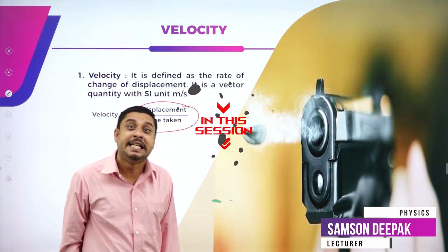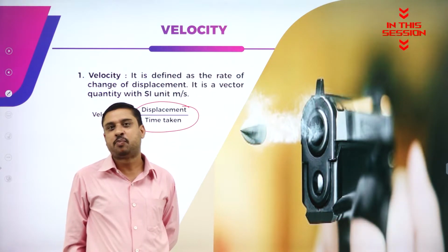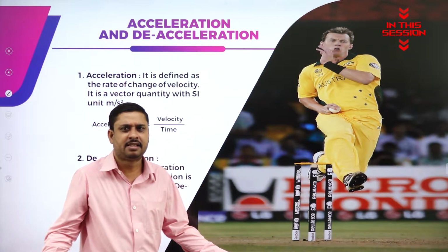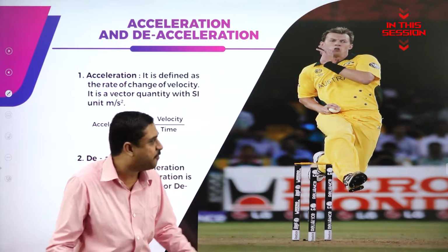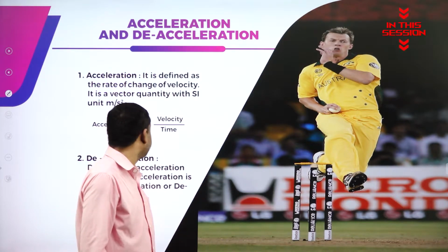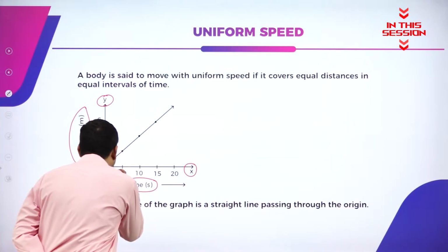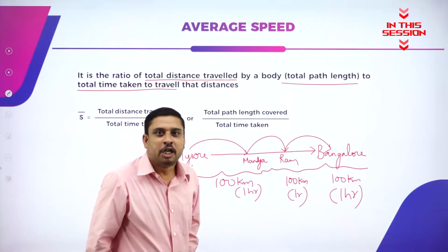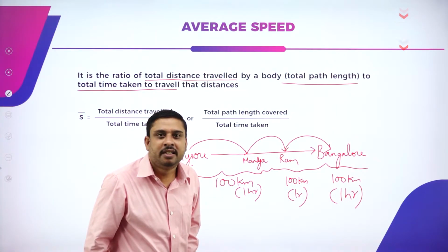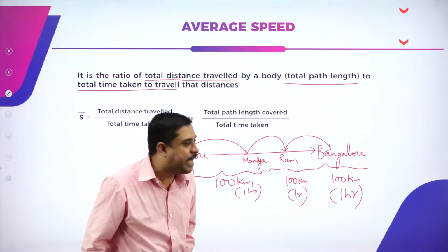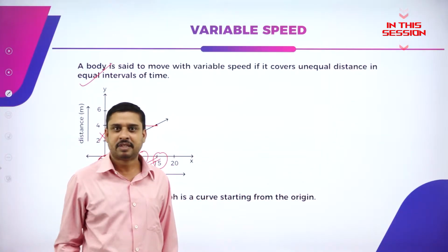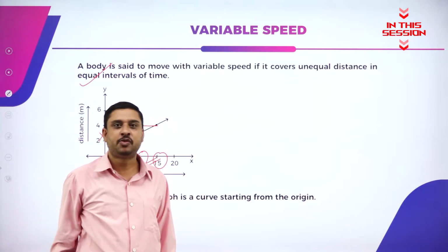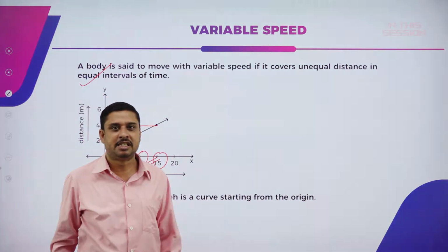Change of displacement with respect to time. The next quantity, again very notable for everyone, acceleration. Initially, where is the body found? The total path traveled by the body, speed, average speed, uniform speed, variable speed.